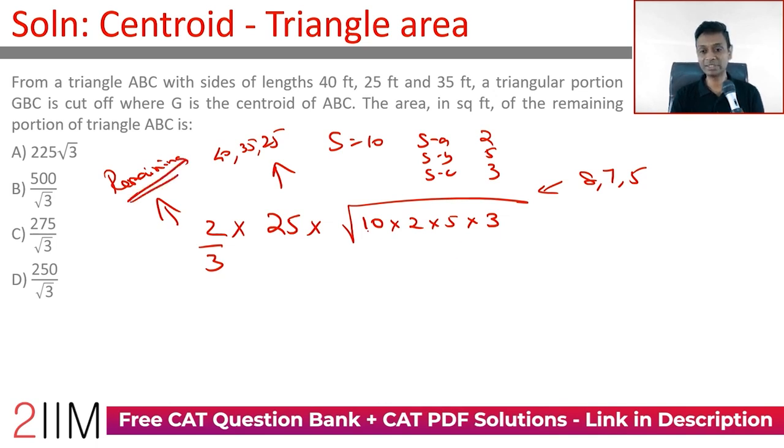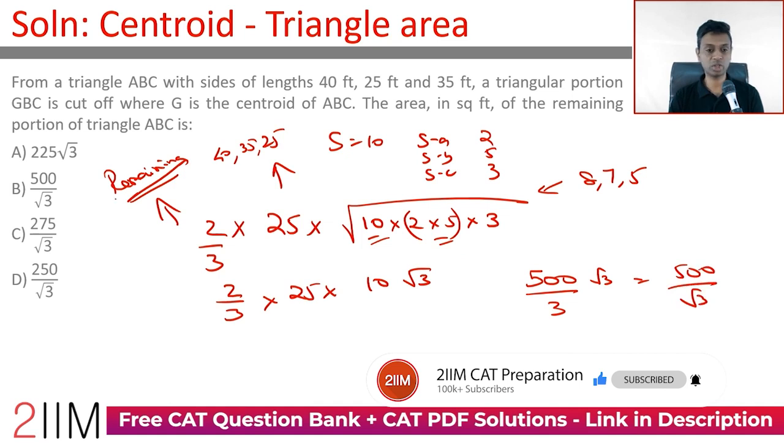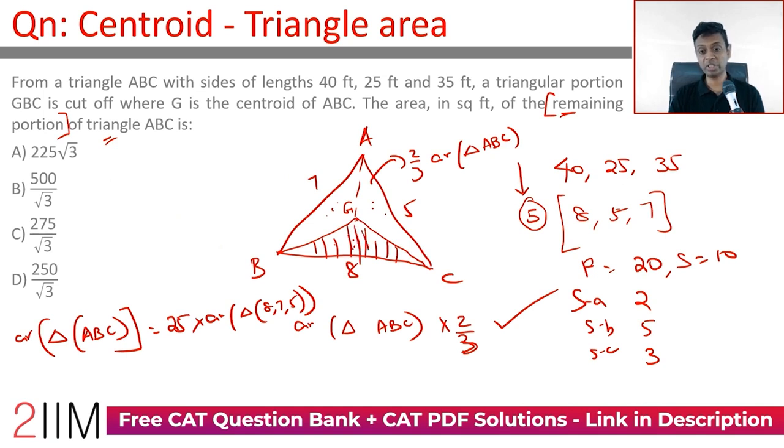Fine. Wonderful. 10 into 2 into 5 into 3. Fine. So 10 into 2, 20, 20 into 5 is 100, or this is 10, 10 into 10, then the root 3 remaining. So 2 by 3 into 25 into 10 root 3. There's a 2 tens here, you take it out of the square root, it becomes a 10. So this is 250 into 2, 500 by 3 times root 3, which is nothing but 500 by root 3, choice B.